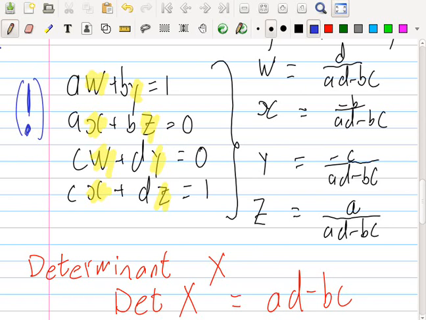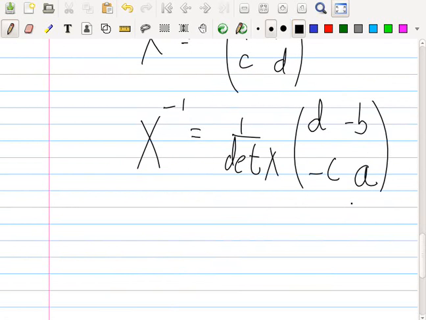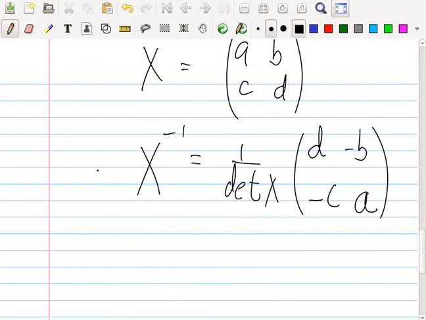So homework for those who are interested in how to get from there to there. Only for those who are interested. So this is our formula for the inverse.